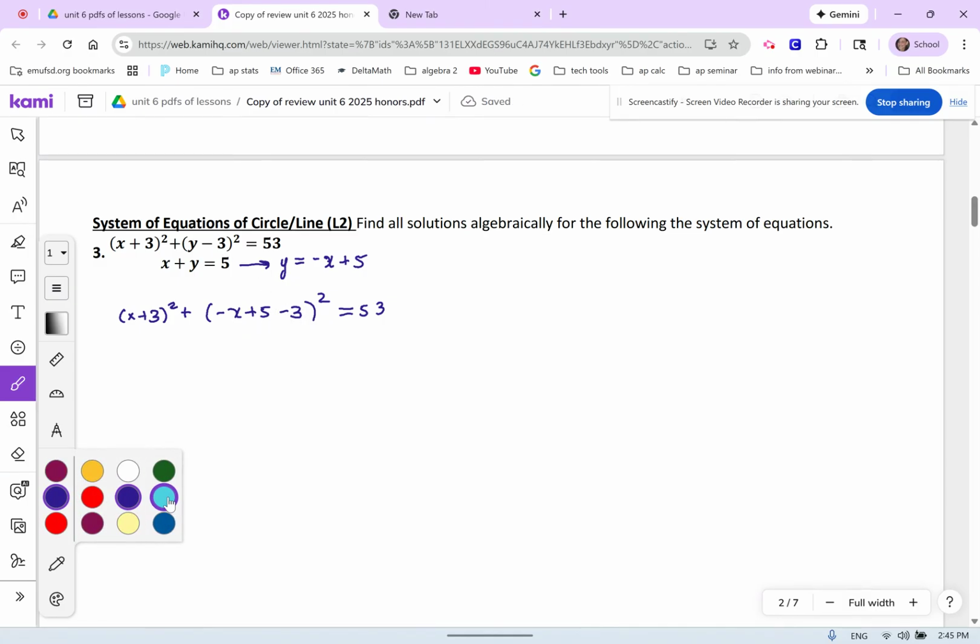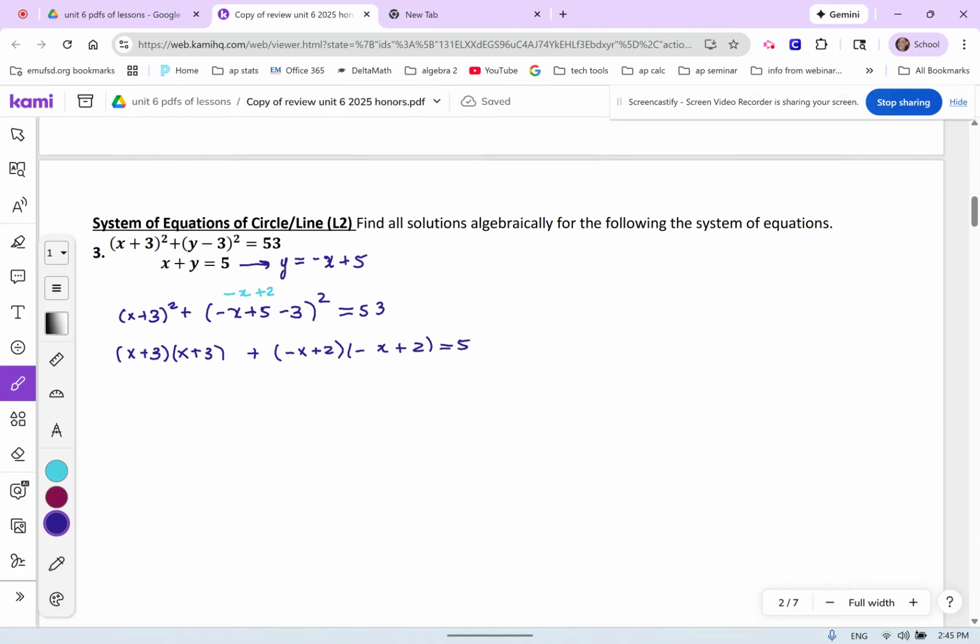I'm going to combine like terms, so the inside of this becomes negative x plus 2. I'm going to do that now so I don't run into any problems. I'm now going to expand the x plus 3, and I'm going to expand the negative x plus 2, and I'm going to multiply out the x plus 3's and the negative x plus 2's.